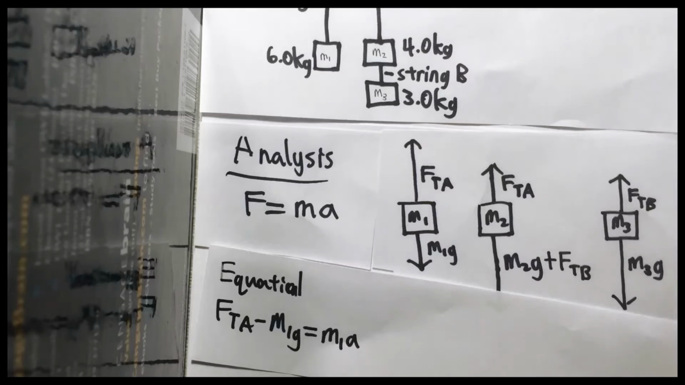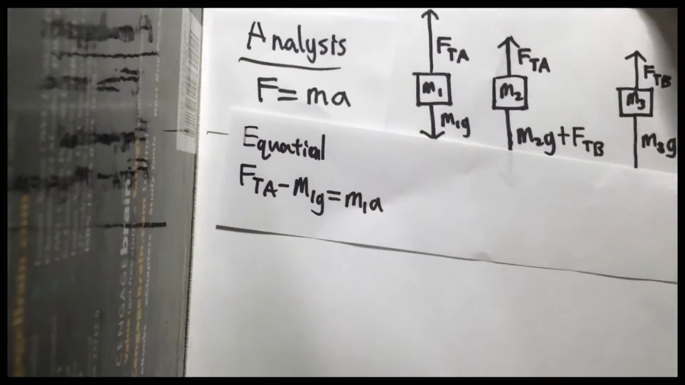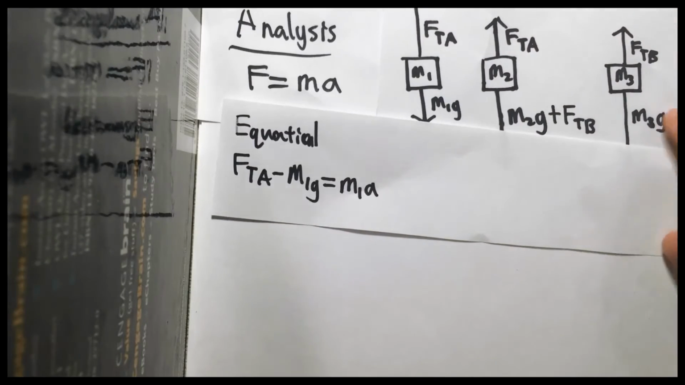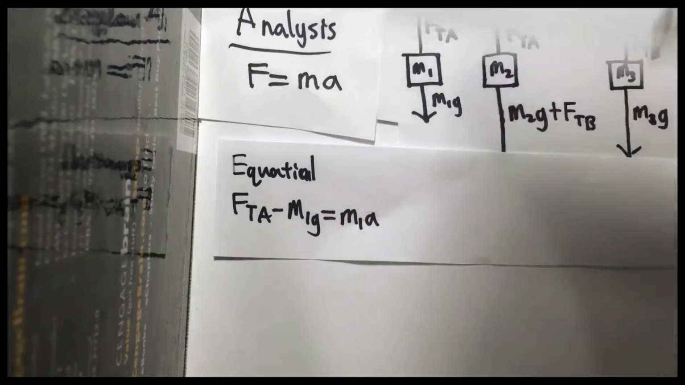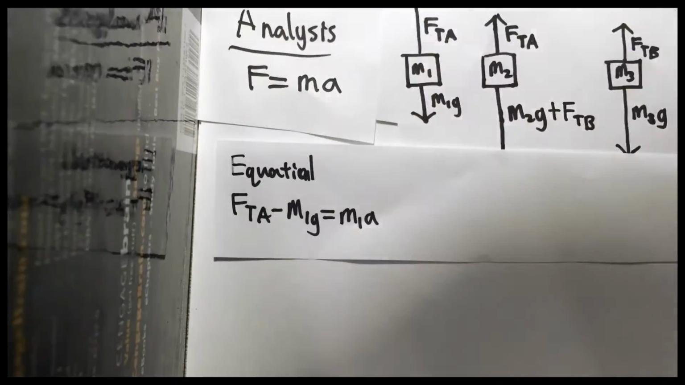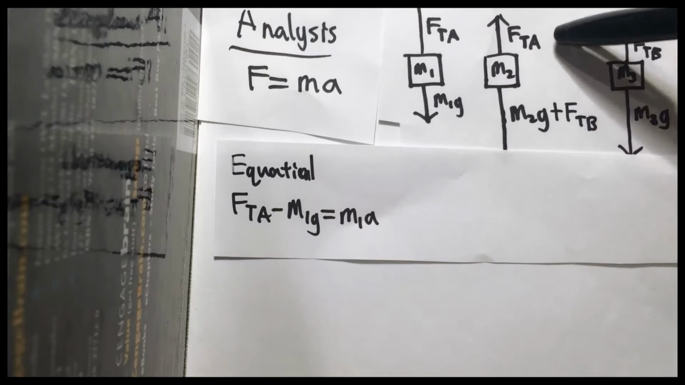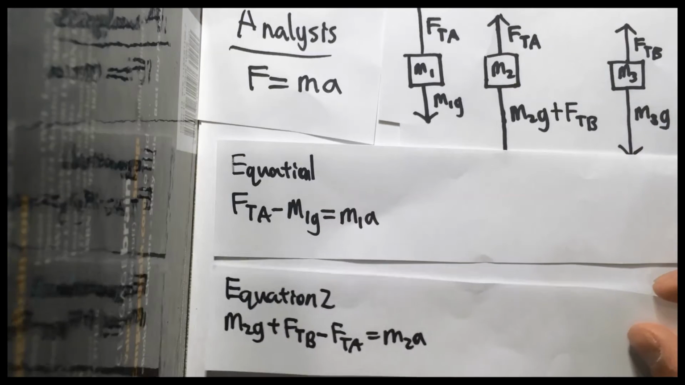For equation 2, we have, let's move everything upwards. Actually, our positive direction for M2 is going to be downwards, so any force downwards, M2G plus FTB, is positive, while FTA is negative. And that is our equation 2.